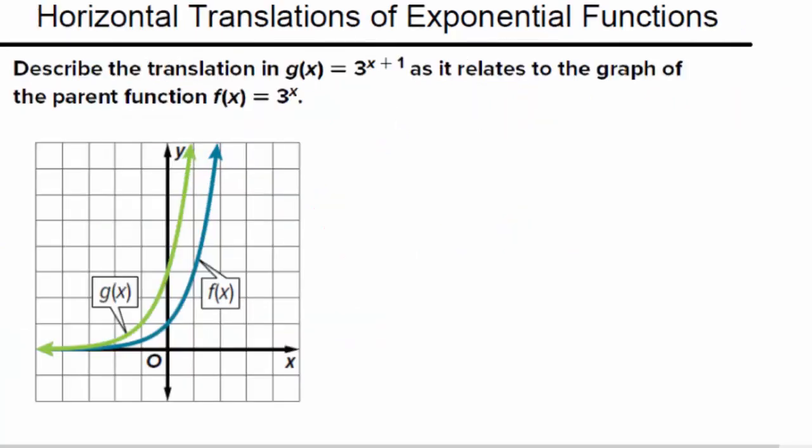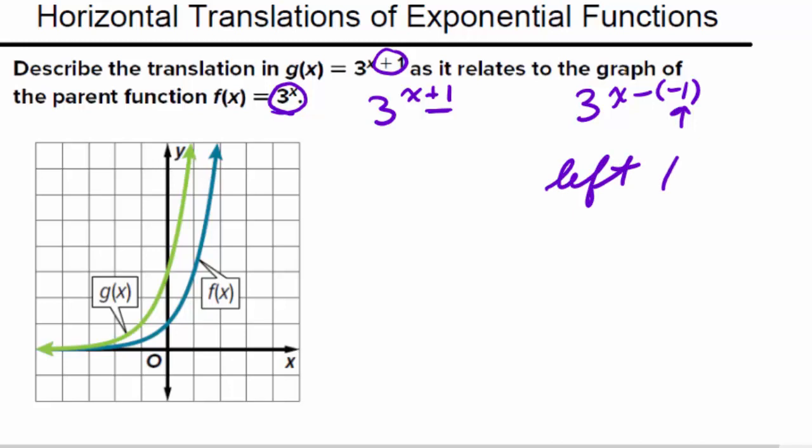Alright, let's identify a horizontal translation. So we've got f of x equals 3 to the x, so that's our parent function. And now we're going to do 3 to the x plus 1, that's what it shows right here. Now remember, that normally is 3 to the x minus something, so the only way I can get a minus in there is to put a -1. So even though it shows plus 1, I'm actually inputting a -1, which means we're actually going to translate our graph to the left 1 unit.